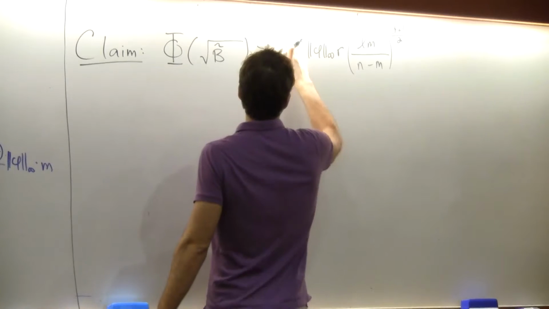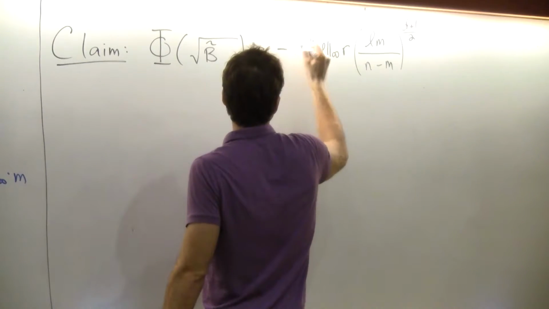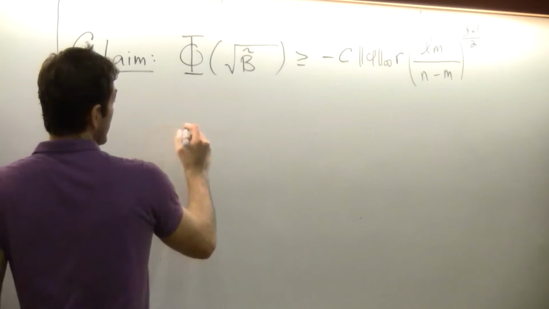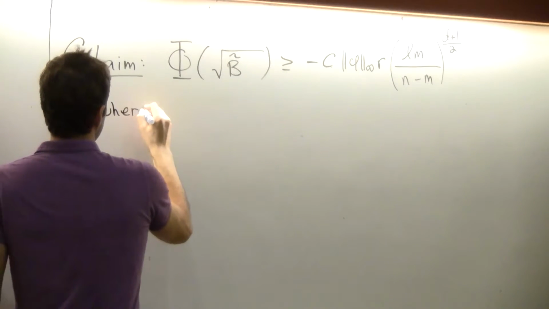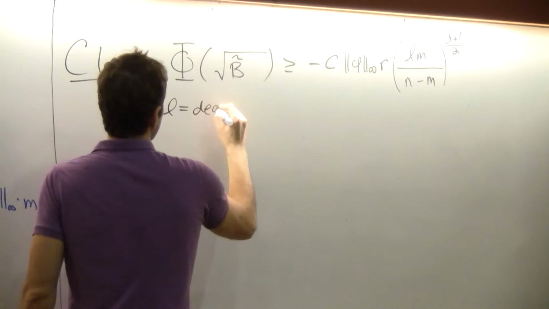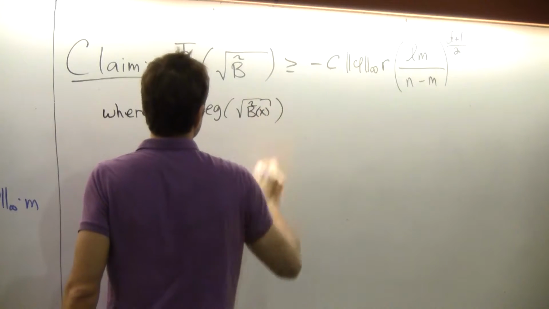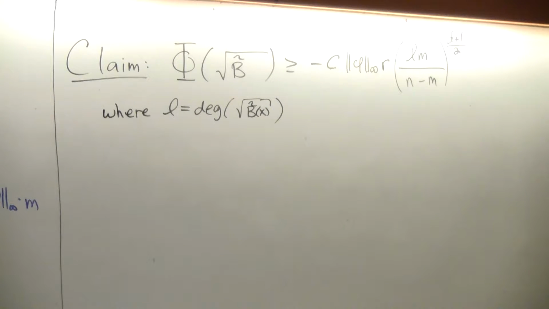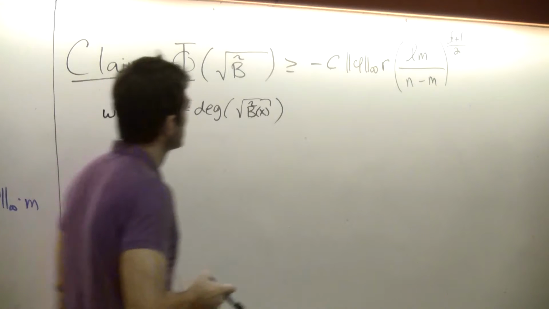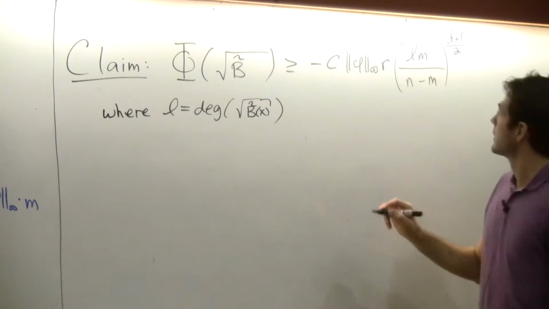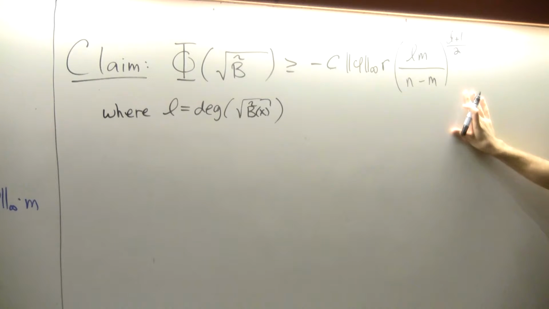And honestly, this is going to be a universal constant because this r is going to become a universal constant, so it won't be square root of 2. We look at this, and now you say, what is this parameter L? Good question. That's the degree of square root b tilde. So now let's suppose we had this claim. Let's see how we finish.